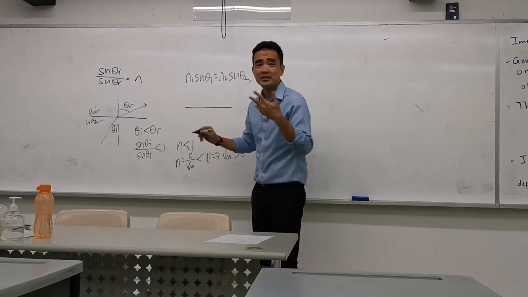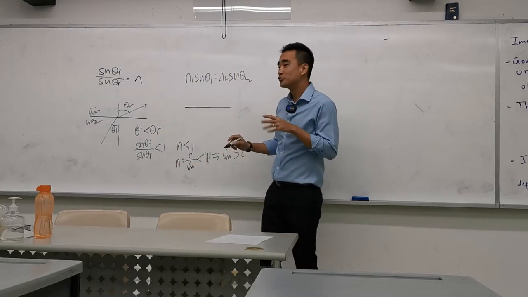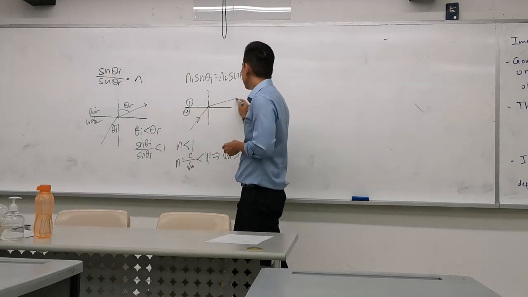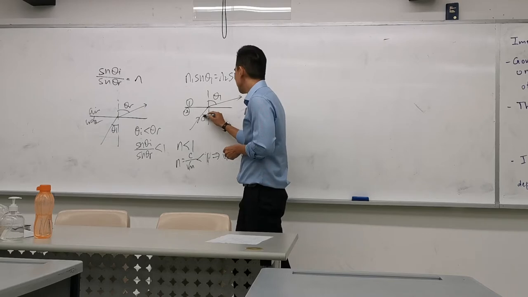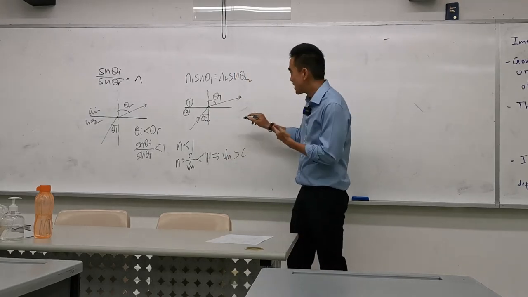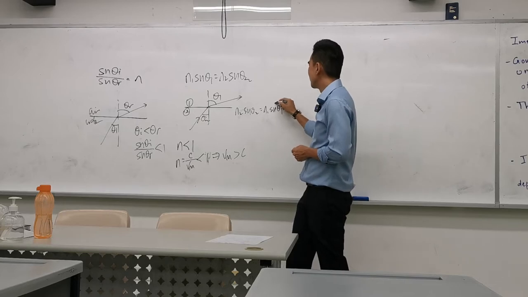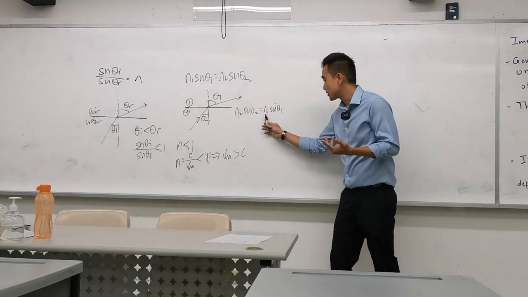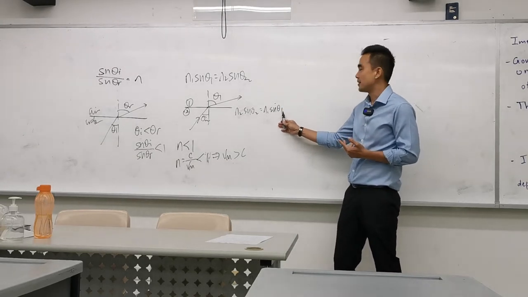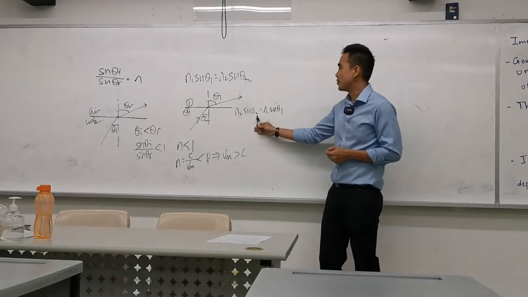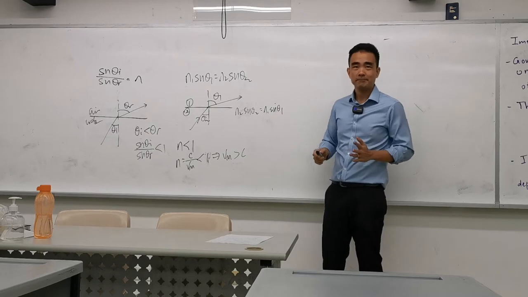So there's no incident or refracted anymore. There's only 1 or 2. Let's call this region 1, region 2. You've got this and you've got this. This is theta 1, this is theta 2. So in this case, n2 times sine theta 2 equals n1 times sine theta 1. Where you have a smaller refractive index, you have a bigger angle. Where you have a bigger refractive index, you have a smaller angle. So it will work out.